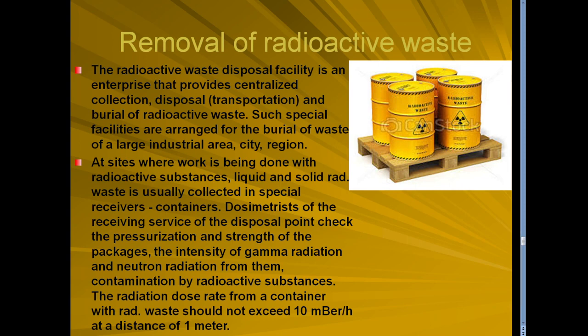In cities where work is being done with radioactive substances, liquid and solid radioactive waste is usually collected in special receiver containers. Dosimetrists of the receiving service of the disposal point check the pressurization and strength of the packages, the intensity of gamma radiation and neutron radiation from them, and contamination by radioactive substances.